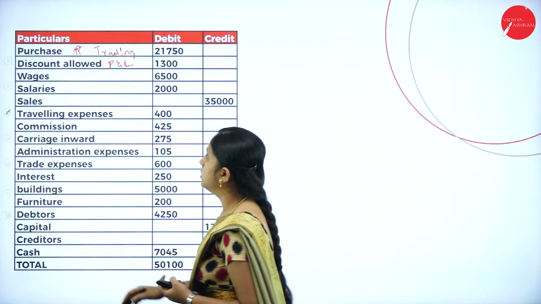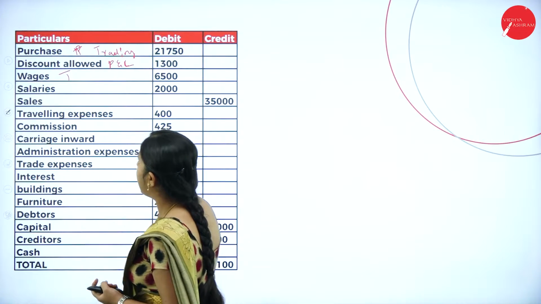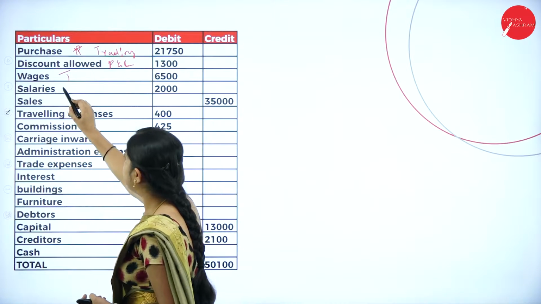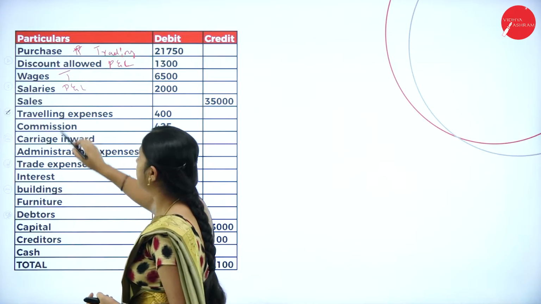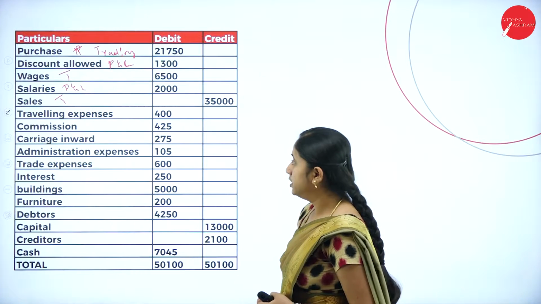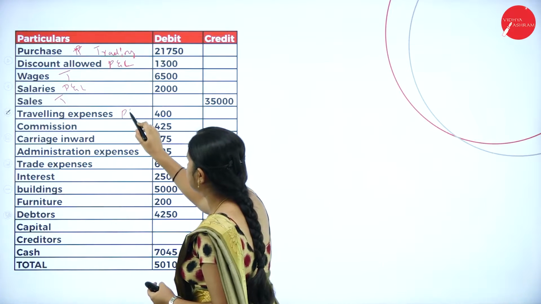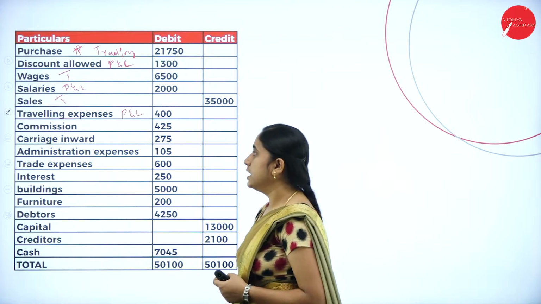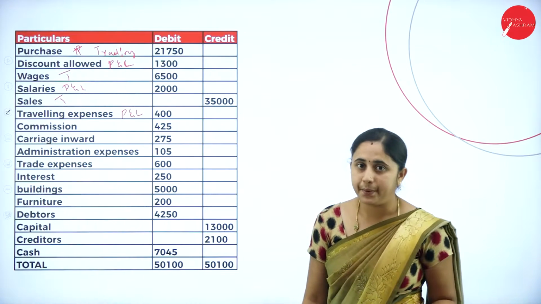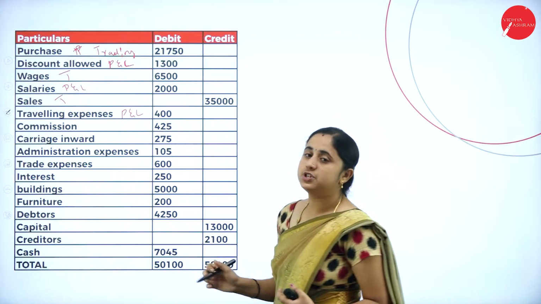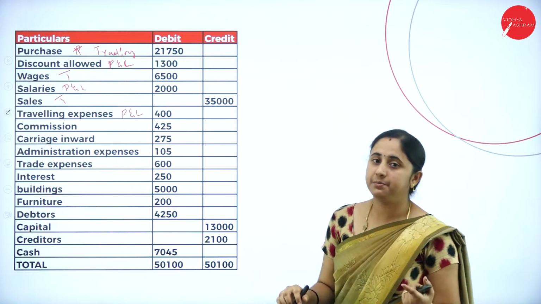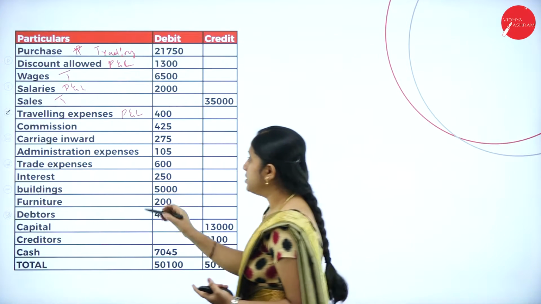Then wages. Wages, direct expense, trading account. Then salary, indirect expense, profit and loss account. Then sales. Sales is buying and selling activity, trading account. Then traveling expenses, indirect expenses, profit and loss account. Commission. Here they have not mentioned whether it is commission received or commission paid. So first you need to know whether it is commission received or paid. This is a debit item. Debit item means expense. So it is commission paid.